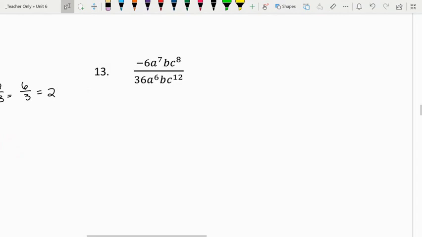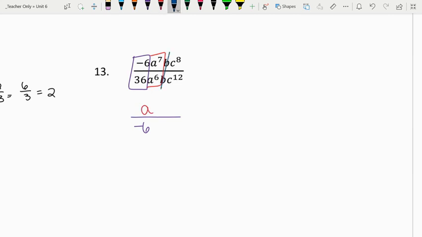Number 13. Again, piece by piece. So we're going to start with this first part. Negative 6 divided by 36. That gives me a negative 6. But that's a negative 6 in the denominator because that's where the bigger one's at, right? That's the reducing of it. We have a to the 7th over a to the 6th. Subtract them, we get 1. It goes in the numerator.